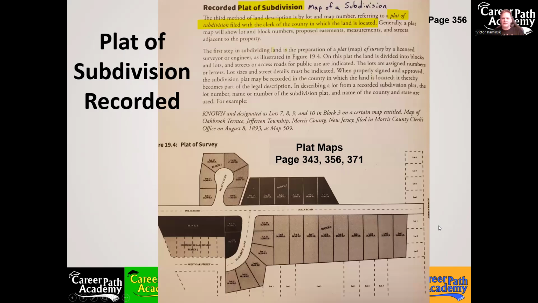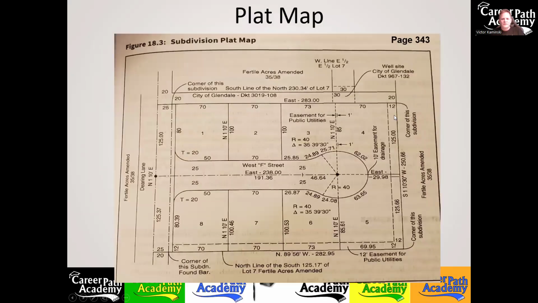Here's an example of a plat map of a subdivision within, where is this, Jefferson Township, Morris County, filed in the county clerk's office in 1893. Showing you several different maps here for these little subdivisions. But if you attach all the little subdivisions into one, pretty soon you've got a picture of the entire municipality. Here's another little area of a subdivision where you have one lot right here. This is all one piece of property that was then subdivided.